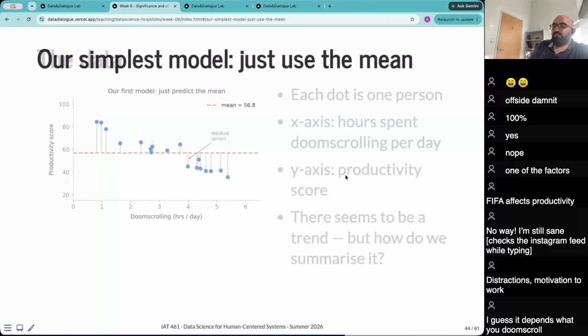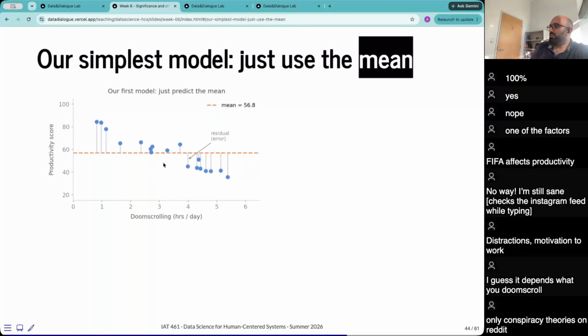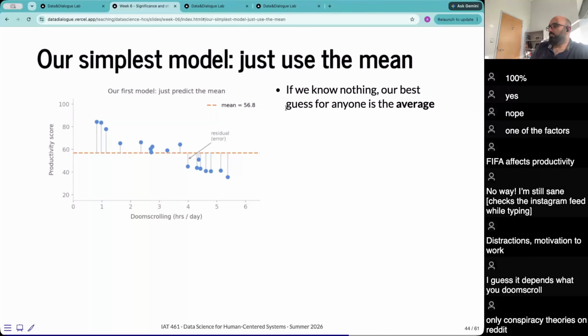So the first model that we can do, we can say, okay, the average productivity is just the mean, just the average of every productivity value that we have. Is this a good model? How do we measure whether this is a good model, right? We measure residuals. The residuals are the difference between our observed value and our model.